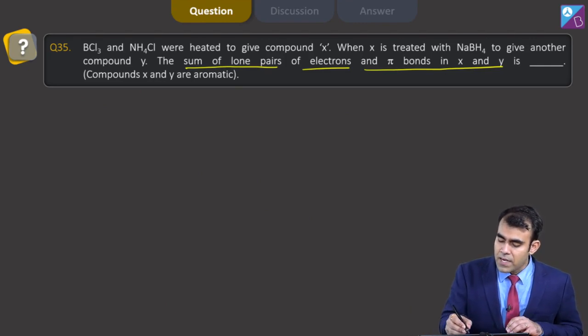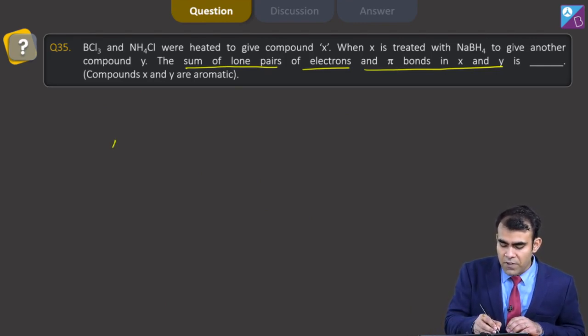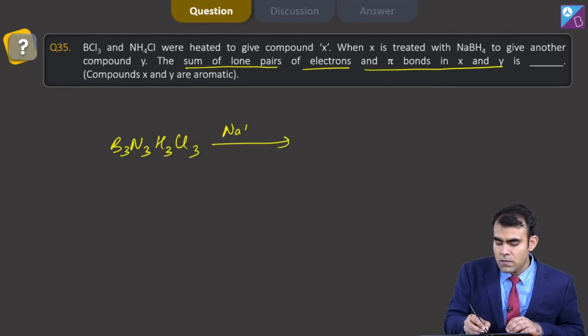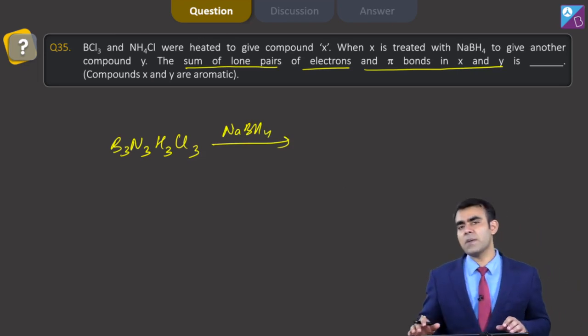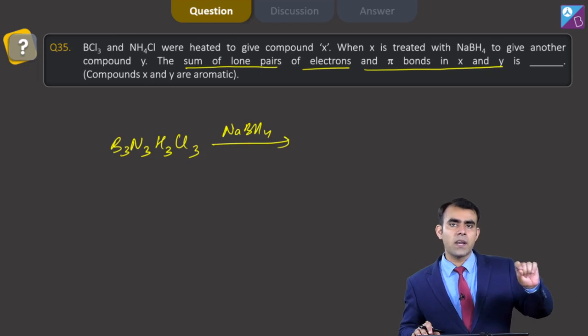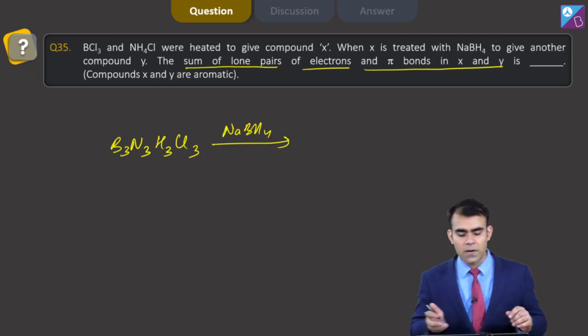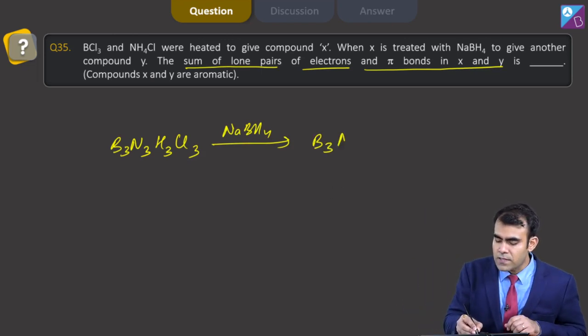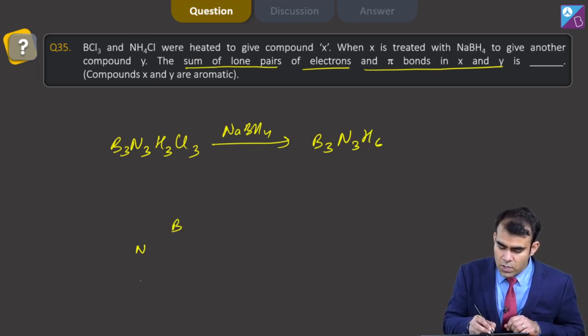But after reaction with NaBH4, we have B3N3H3Cl3, and when it reacts with NaBH4, NaBH4 is basically a hydride donor. It donates hydride and removes chloride from the compound and forms B3N3H6, and the structure is just the same as what we have seen in the previous slide.